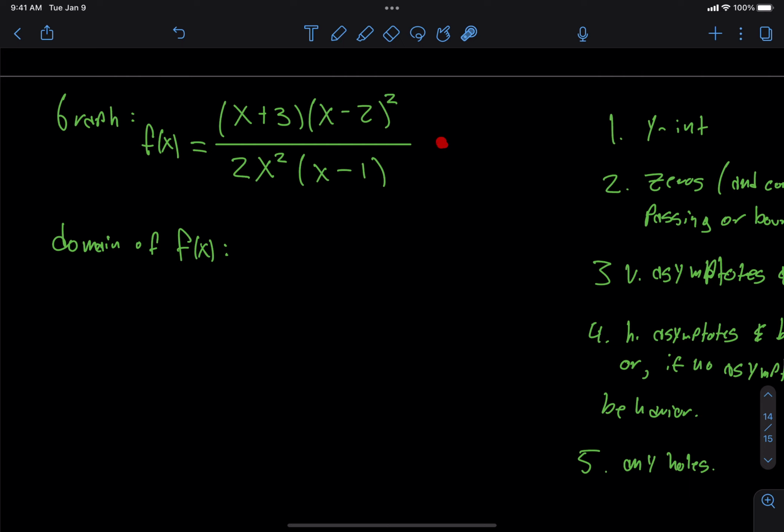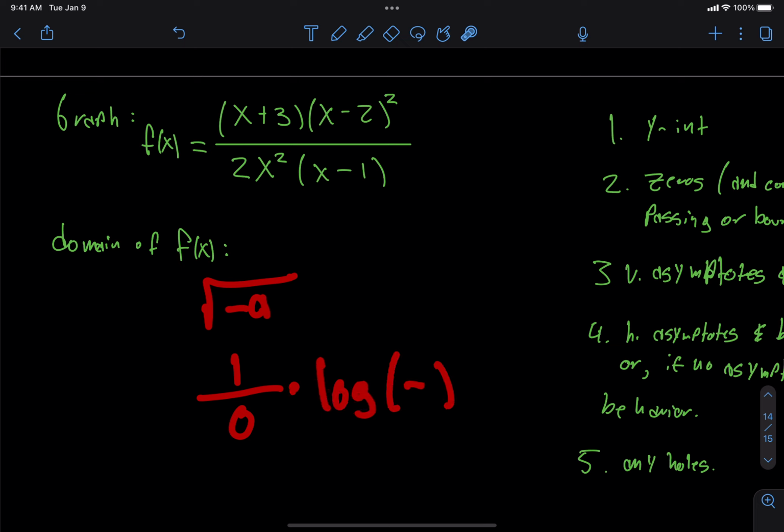The main thing I want to look for when I'm doing the domain is I can't do square roots of negative numbers. I can't divide by 0. And I also can't do a log of a negative number, okay? So these are the three things that I have to look for when I'm doing domain. No logs of negatives, no square roots of negatives, no dividing by 0. Which one of those is going to be a problem for us in this problem?